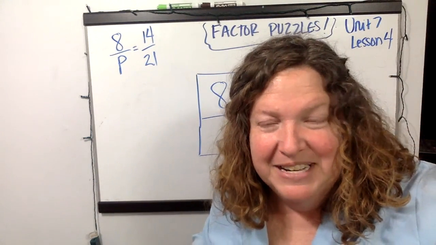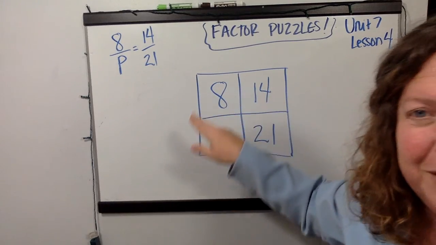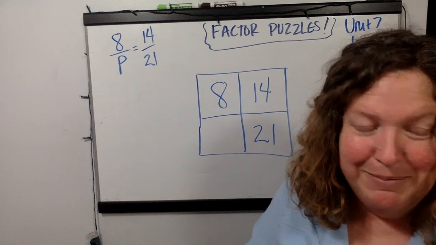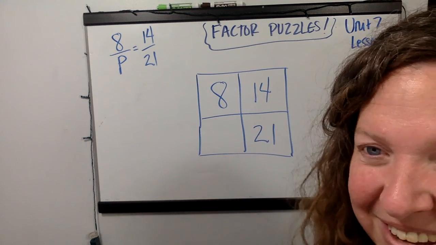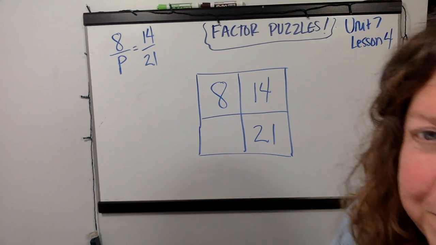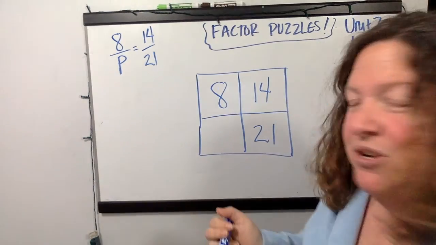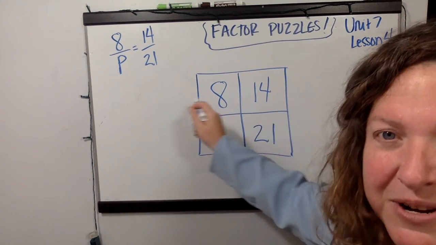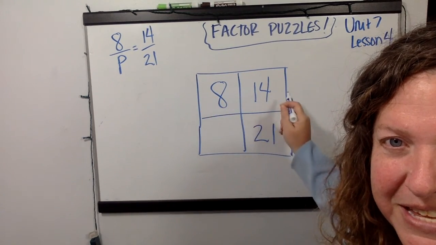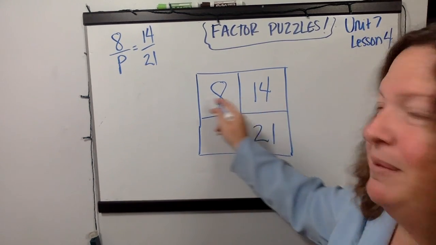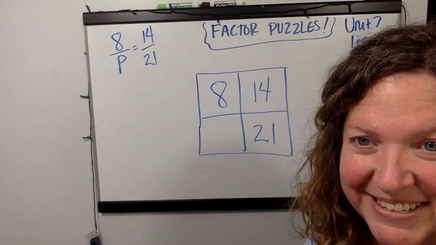You might recognize that I immediately put it into a factor puzzle. If you can't remember what to do because it's been so long, not to worry. Let's walk through it together. Remember, we're going to ask ourselves what a common factor is between these numbers, going both in the rows and also in the columns. So what's a common factor between 8 and 14?